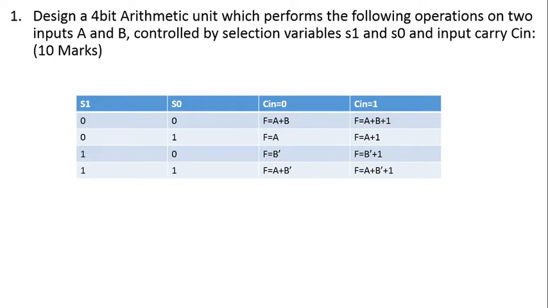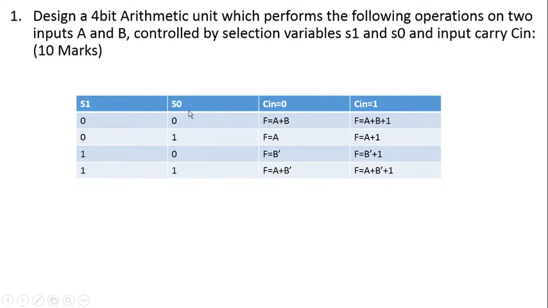This is the function table given for the values of S1 and S0. If both are 0, with Cin equal to 0 it performs addition, and with Cin equal to 1 the function output is A plus B plus 1. With values 0 1 for the selection variables, with Cin 0 it performs a transfer operation, and with Cin equal to 1 it performs A plus 1, an increment operation.